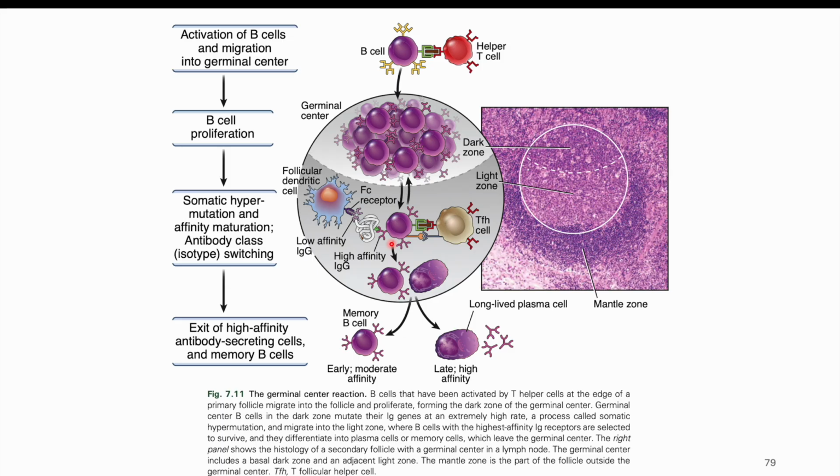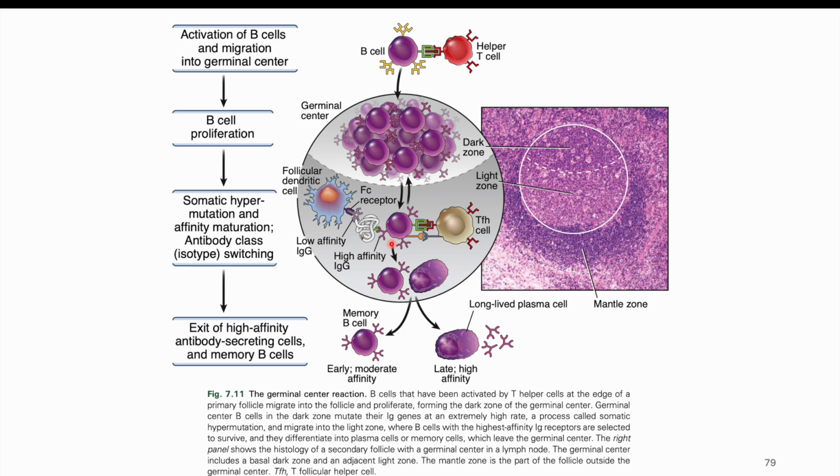Okay, next, now we are talking about B cells making antibodies, memory B cells. So where exactly are these things happening? These things are happening in the lymphoid organs, especially the germinal center. B cells that have been activated by T helper cells at the edge of a primary follicle migrate into the follicle and proliferate, forming the dark zone of the germinal center.